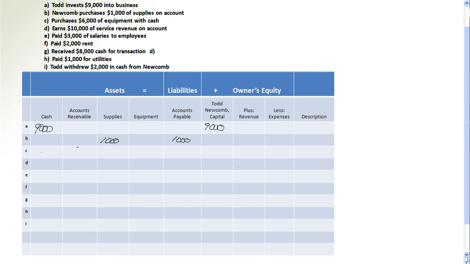Transaction C, we purchased $6,000 of equipment with cash. This is an interesting transaction because it only affects one side of the equation, but it still balances out. So cash goes down by $6,000, and that's offset within assets by the increase in equipment of $6,000.